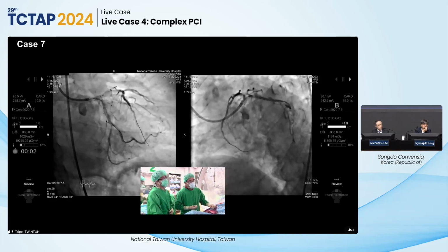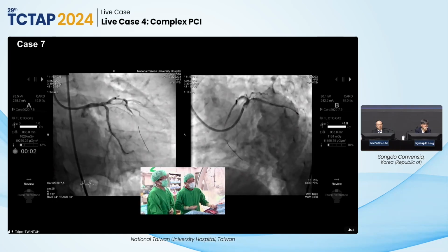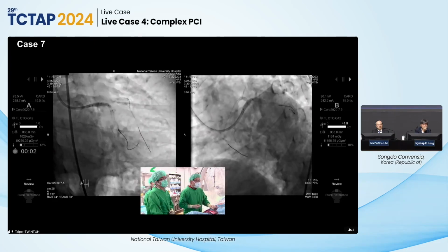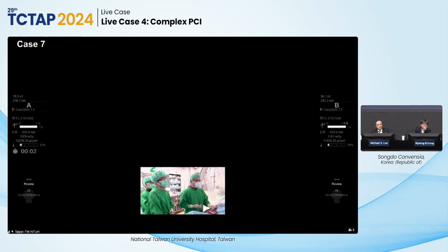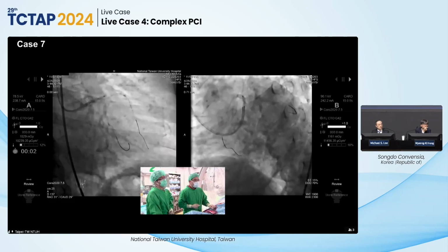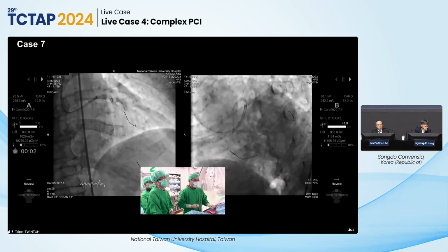Okay, next one. This is the actual deployed position. Next one. Deployed. Next. Proximal POT. Next one, using the same stent balloon. And this is a 2.5 balloon to dilate the side branch, the side hole. Next one. After wire switch, of course.